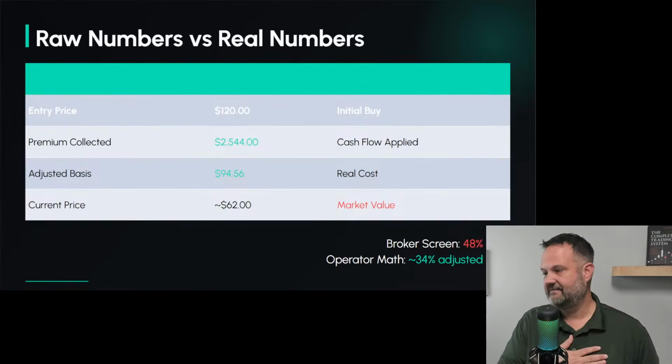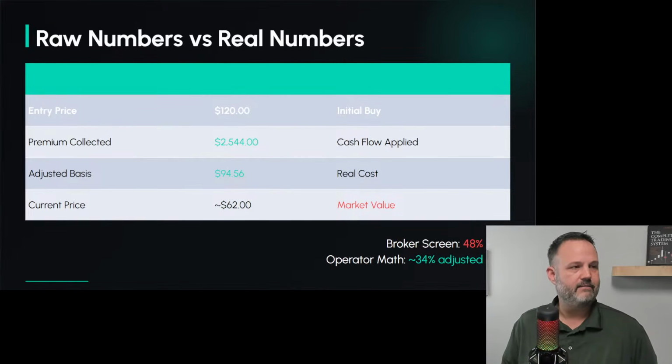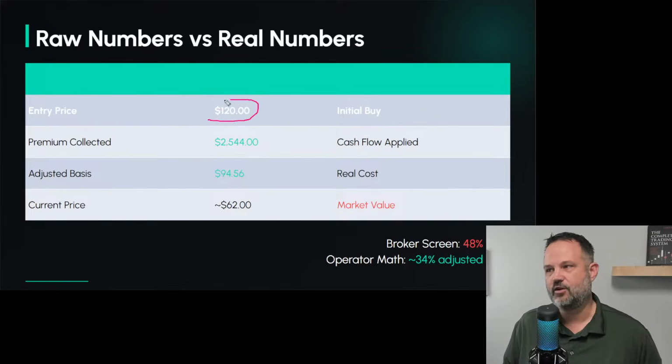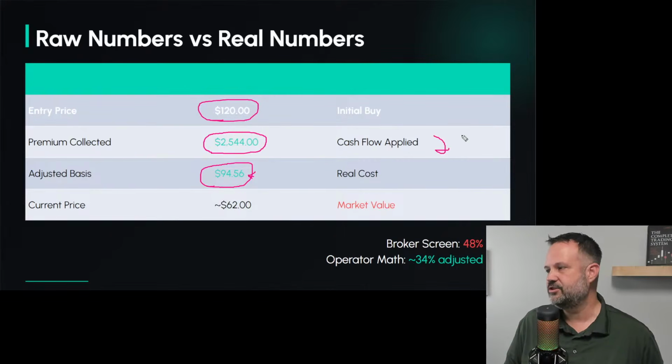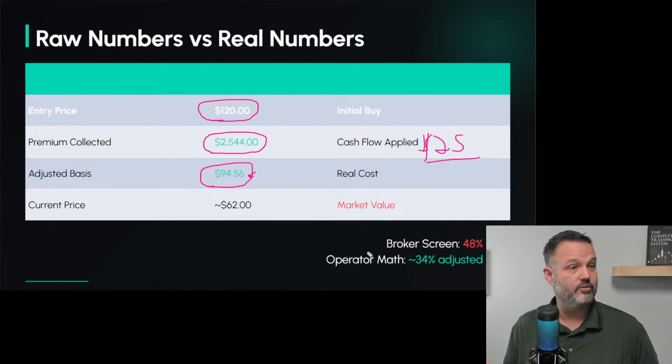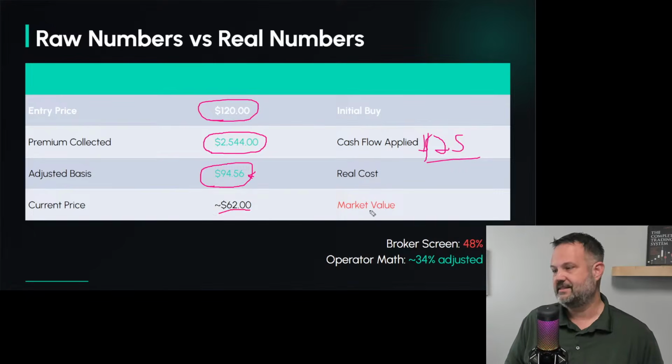Okay, this is our trade. You're going to see that we got in at 120, and I'll go over the spreadsheet here. The premium collected on the trade is $2,500, and after you adjust that, it's $94.56. So we've earned about $25 a share of cash flow on the trade so far. The current price is $62, but we're down. If you see on our screen, in the broker account, we're down 48%.